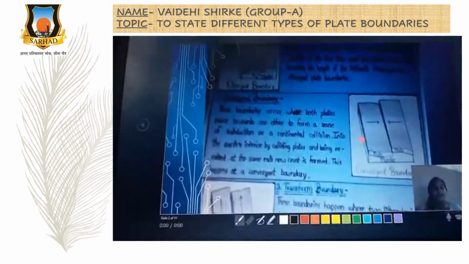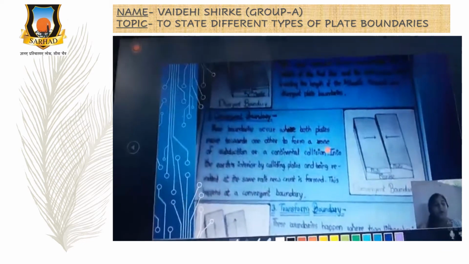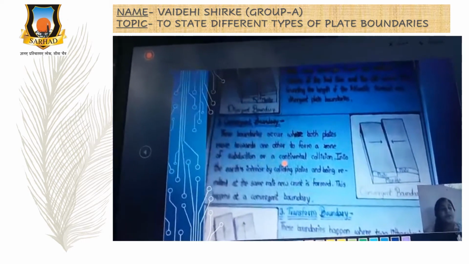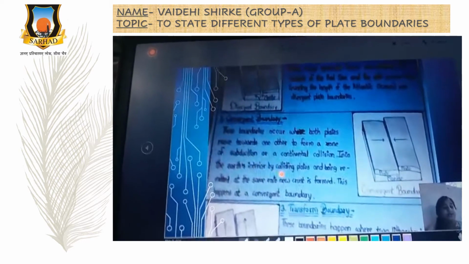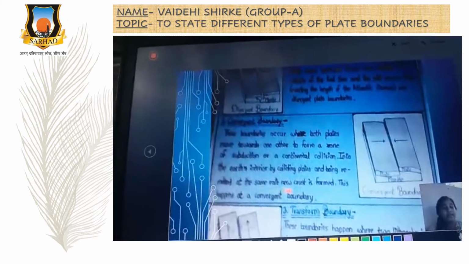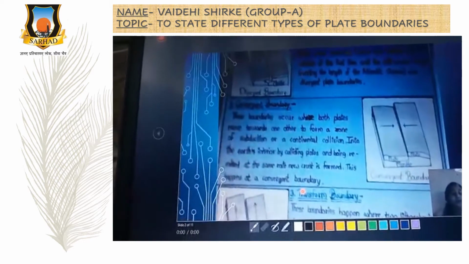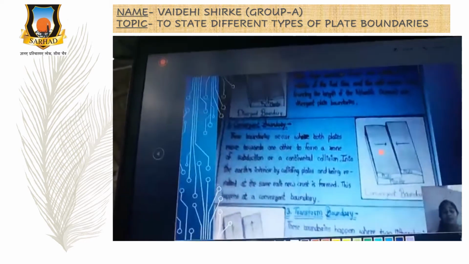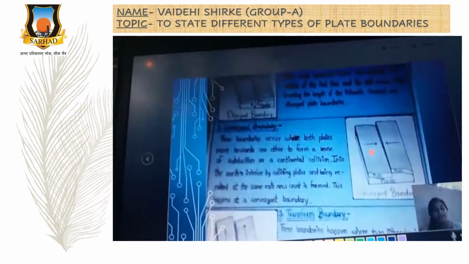Second, convergent boundary. These boundaries occur where both plates move towards one another to form a zone of subduction or continental collision into the Earth's interior by colliding plates and being remelted at the same rate. New crust is formed. This happens at convergent boundary, means when 2 plates come towards each other, the convergent boundary takes place.